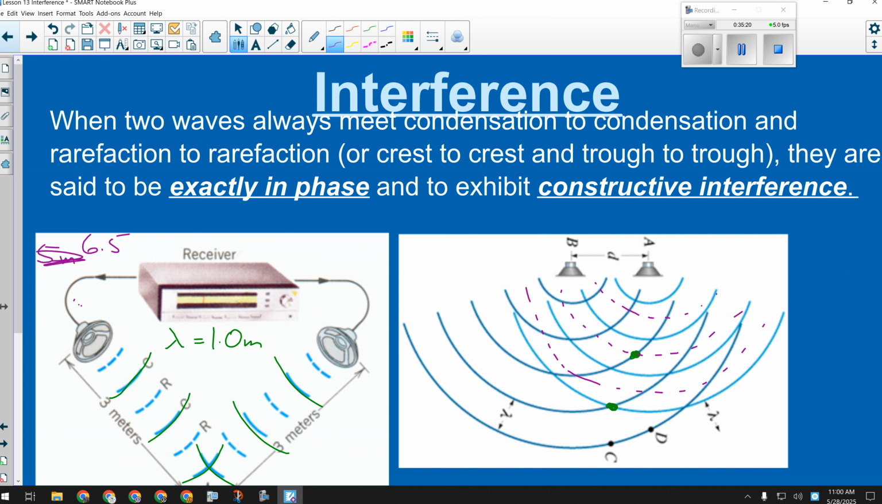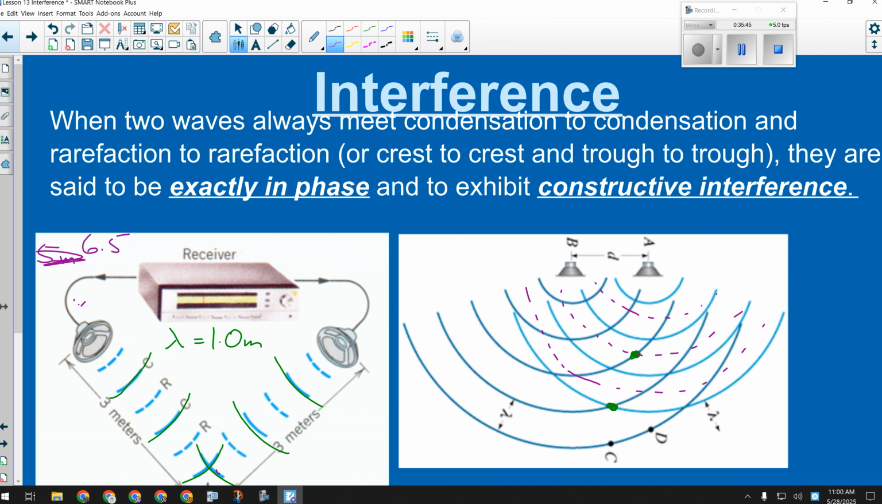The waves from this speaker are traveling 2.5 wavelengths farther. That means they're arriving as a trough. The ones from this one are arriving as a crest. They are completely out of phase. So what determines whether you hear constructive interference or destructive interference is the difference in the number of wavelengths traveled from each source.